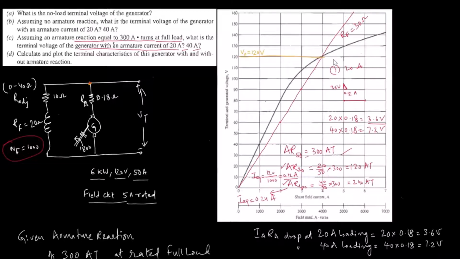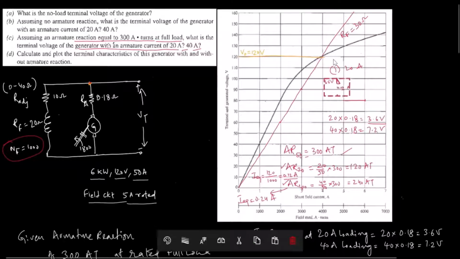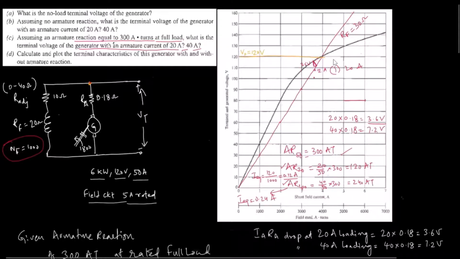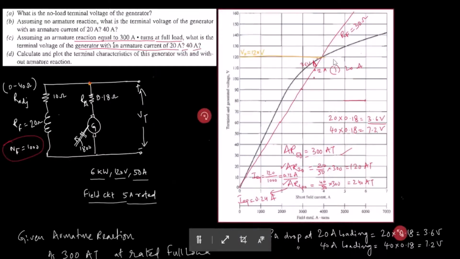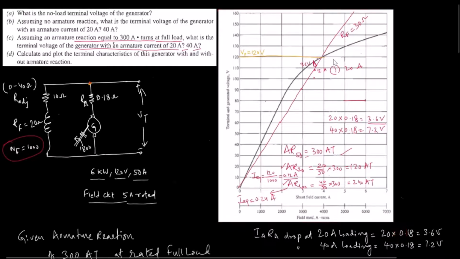Now I place this triangle and fit it between the two lines, OCC and the RF line, like this. So the new terminal voltage will be somewhere here now, about 111 volts.